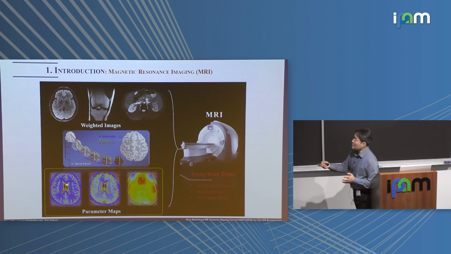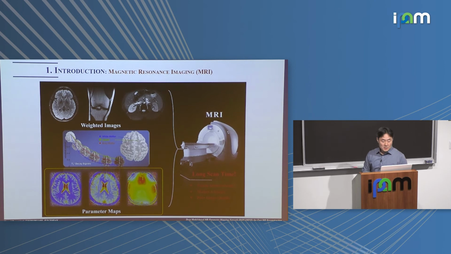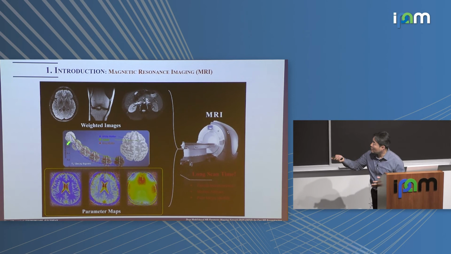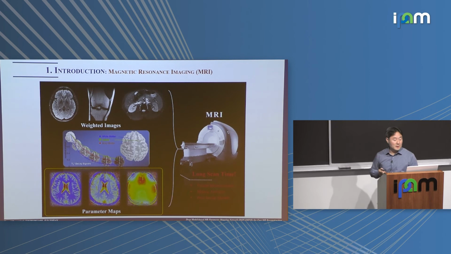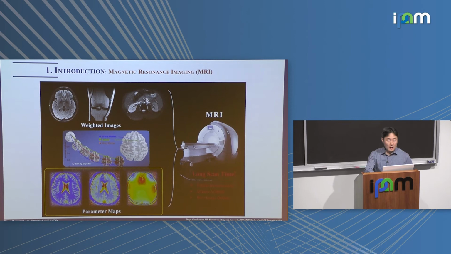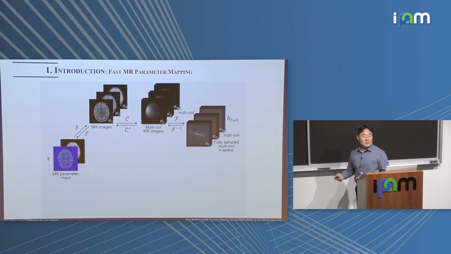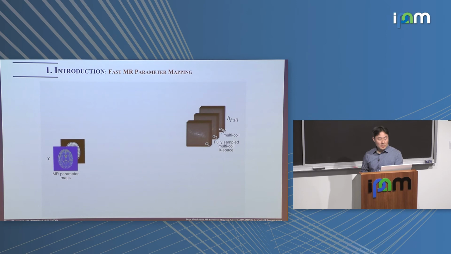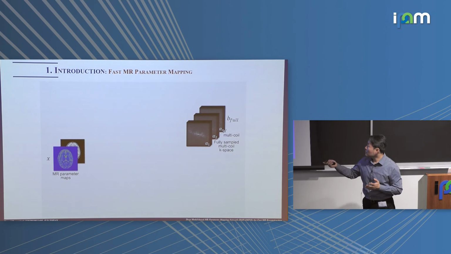But the problem is the acquisition and the reconstruction take too much time, because we have to acquire multiple images to do this exponential decay fitting to extract the parameter maps, so what T1 values, what T2 values. So there is a need to accelerate this MR acquisition and the reconstruction as well. Right, our goal is to estimate these parameter maps. Okay, and to do that, we have to acquire at least two to three different images.